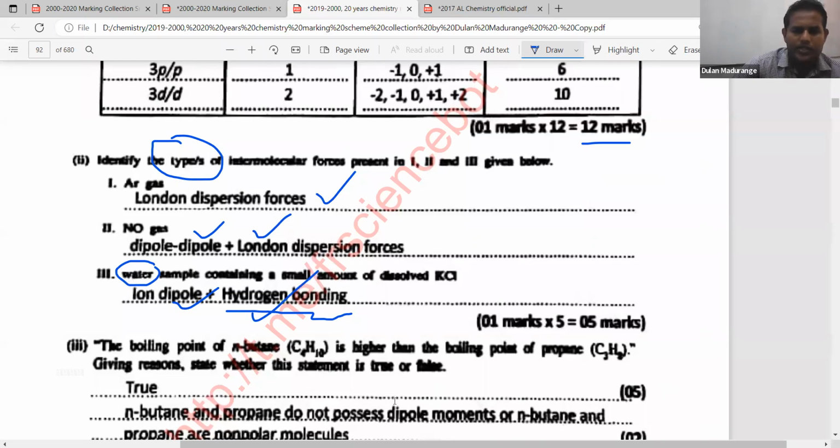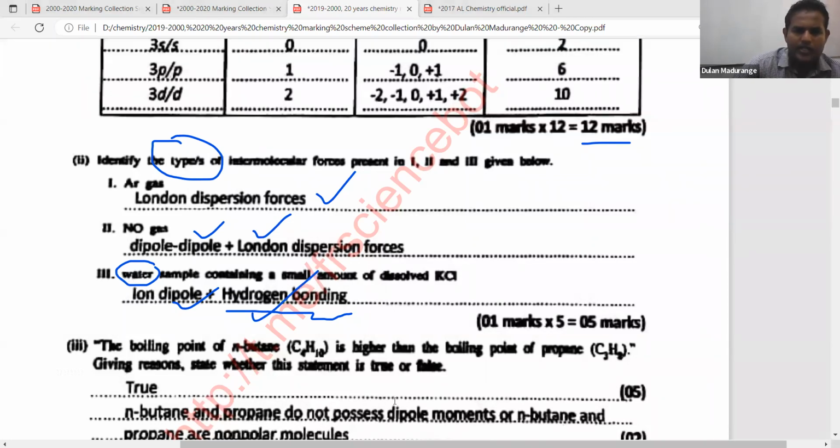Any issues? Yes, Akansha, Rasen, Minori, right? Is it enough to write London forces without dispersion part? Yes. London dispersion forces, or London forces, or dispersion forces. Any one of them will get you marks. Either the London forces or the dispersion forces, you get marks.